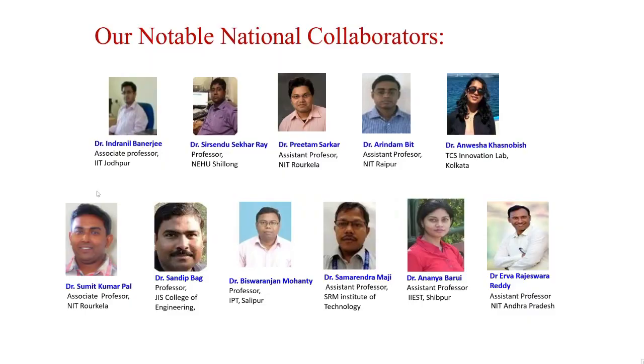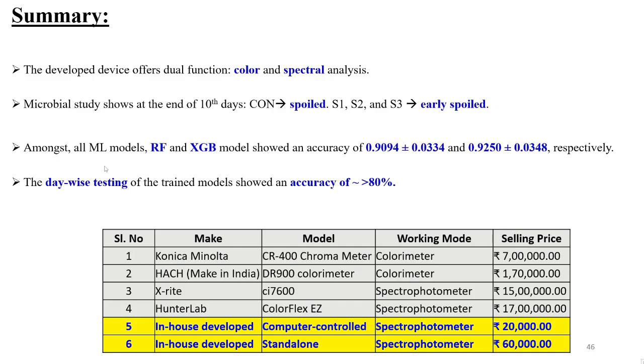Then, among all the ML models that we have tested, random forest and XGB models showed better accuracy as compared to the others. And among these two models, the accuracy of XGB was slightly better as compared to RF. When we went for the device testing of the trained models, all of them showed an accuracy of more than 80%, which is quite phenomenal.